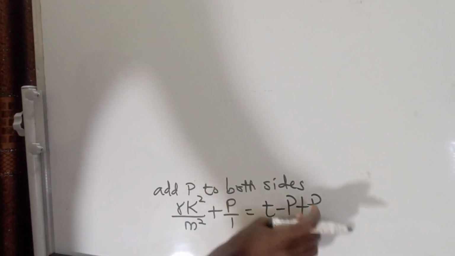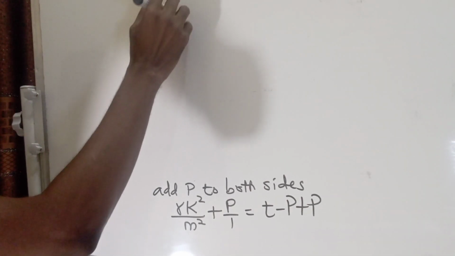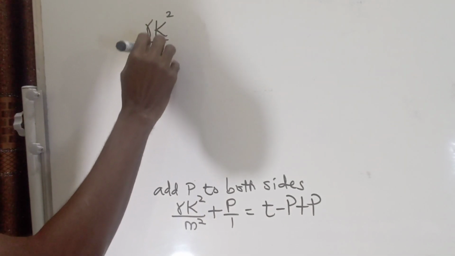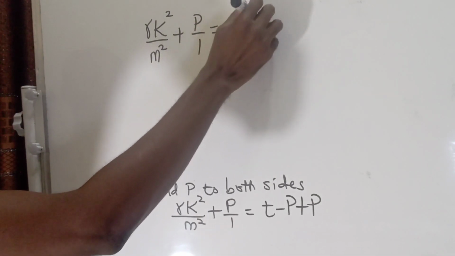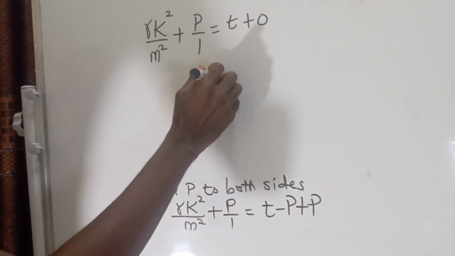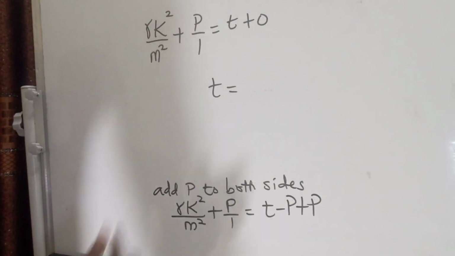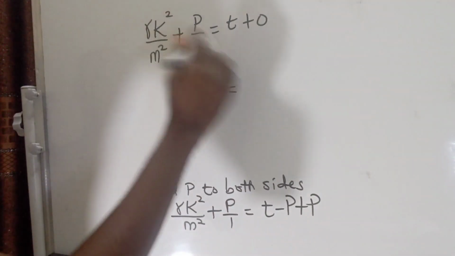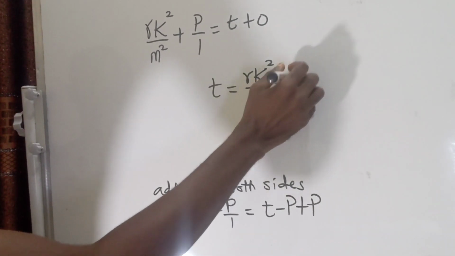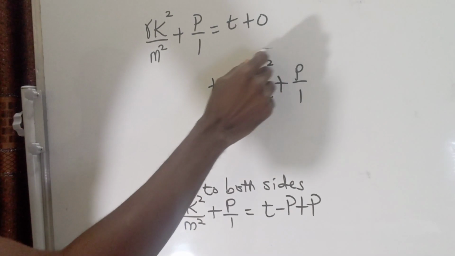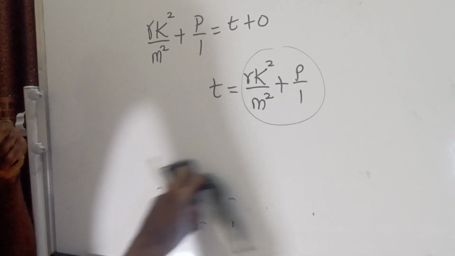So at this side, we have T minus 0, and at the left hand side, we have R K square all over M square plus P over 1 equals T plus 0. T plus 0 is T. So for this, we are going to simplify this. Remember, I have R K square all over M square plus P over 1. You can leave this as your answer, but since it's a fraction, we are going to work it out.